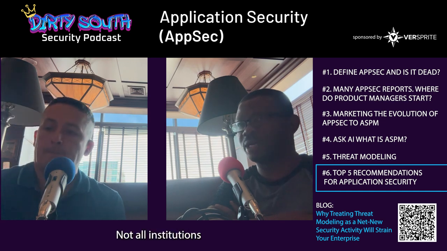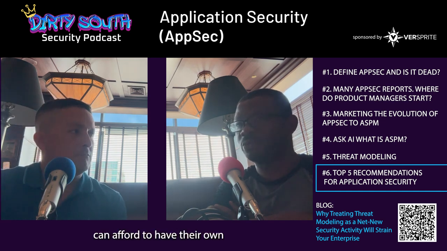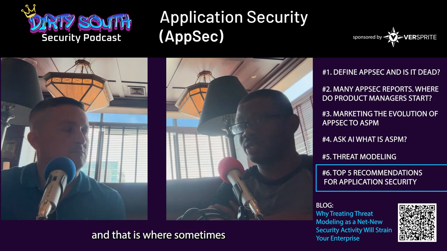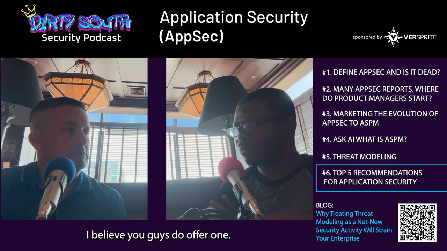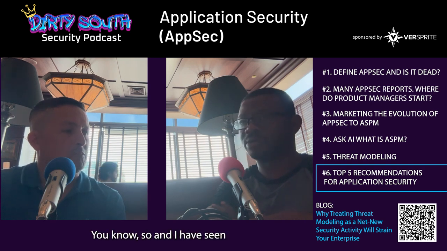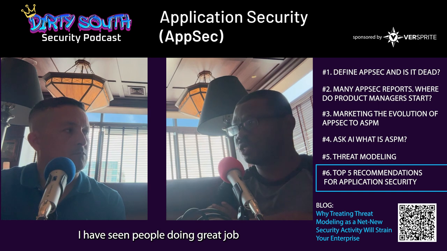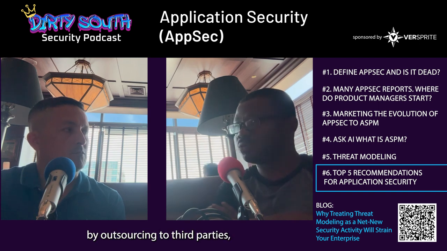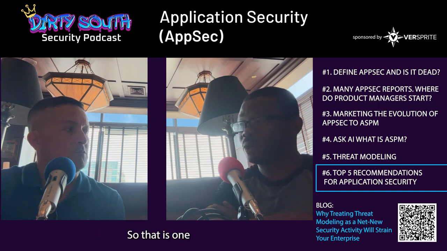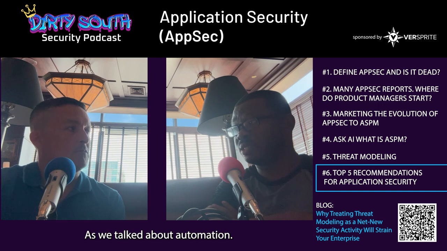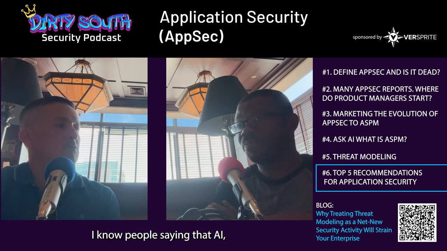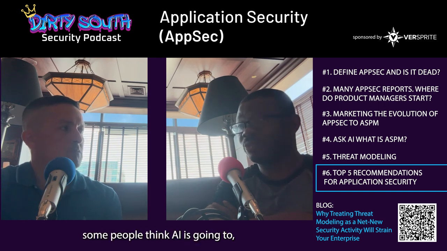Okay. Hybrid is good. Not all institutions can afford to have their own in-house resources, and that is where sometimes you may want to have augmented staff. I believe you guys do offer one. Yeah. And I have seen people doing a great job by outsourcing to third parties, coming to help out if you can't have the internal resources for it. So that is one. The second and the third is automation, as we talked about. I know some people think AI is coming to take our jobs. I think the people who lose their jobs are those who don't know how to use AI.